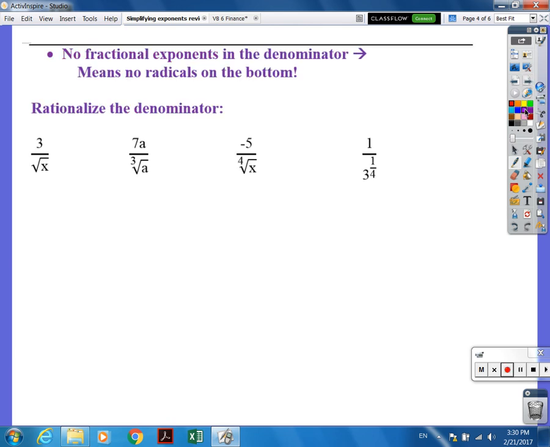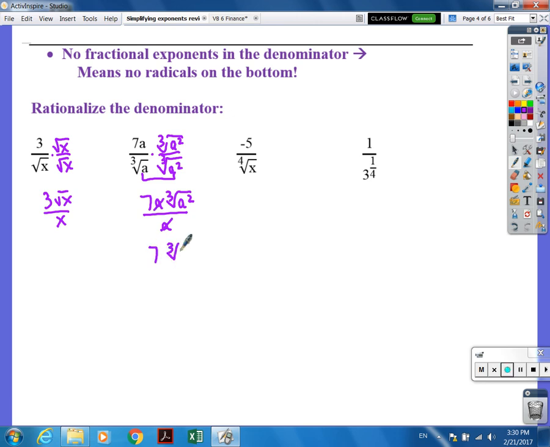The next section is this idea that you can't have fraction exponents in the denominator, which really means, since fraction exponents are another way to write radicals, it's the reminder to rationalize your denominator. If you have a square root and you have to get rid of it, you would leave that as 3 root x over x. If you had a cubed root, you would have to get enough a's underneath to make it go away. In this case, a squared. That would leave you with 7a cubed root of a squared, ugly on the top, over, well, look at that at the bottom, just an a. And that's a cool problem.